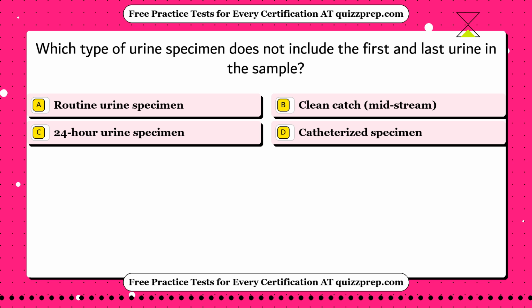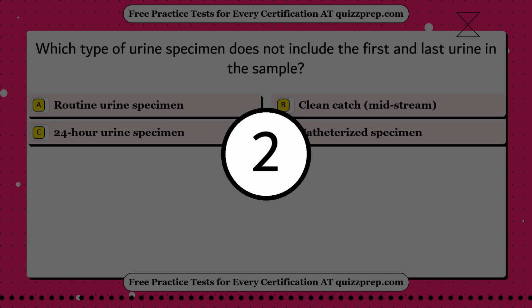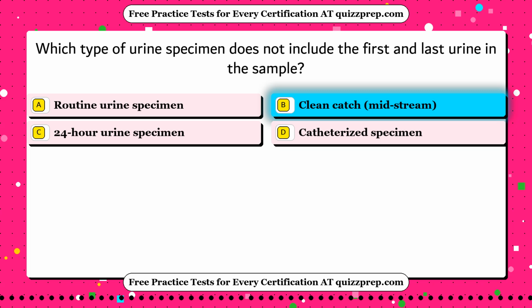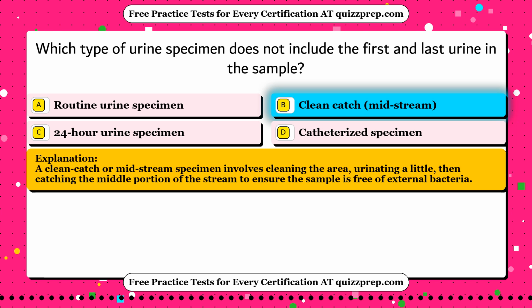Option A. Routine urine specimen. Option B. Clean catch, midstream. Option C. 24-hour urine specimen. Option D. Catheterized specimen. The correct answer is option B. Clean catch, midstream. A clean catch or midstream specimen involves cleaning the area, urinating a little, then catching the middle portion of the stream to ensure the sample is free of external bacteria.